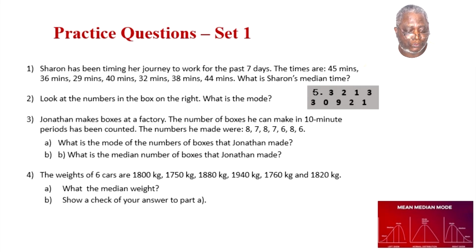And then question 4. Weights of 6 cars are 1,800 kilograms, 1,750 kilograms, 1,880 kilograms, 1,940 kilograms, 1,760 kilograms, and 1,820 kilograms. What is the median weight? Show a check of how you got your answers for A.